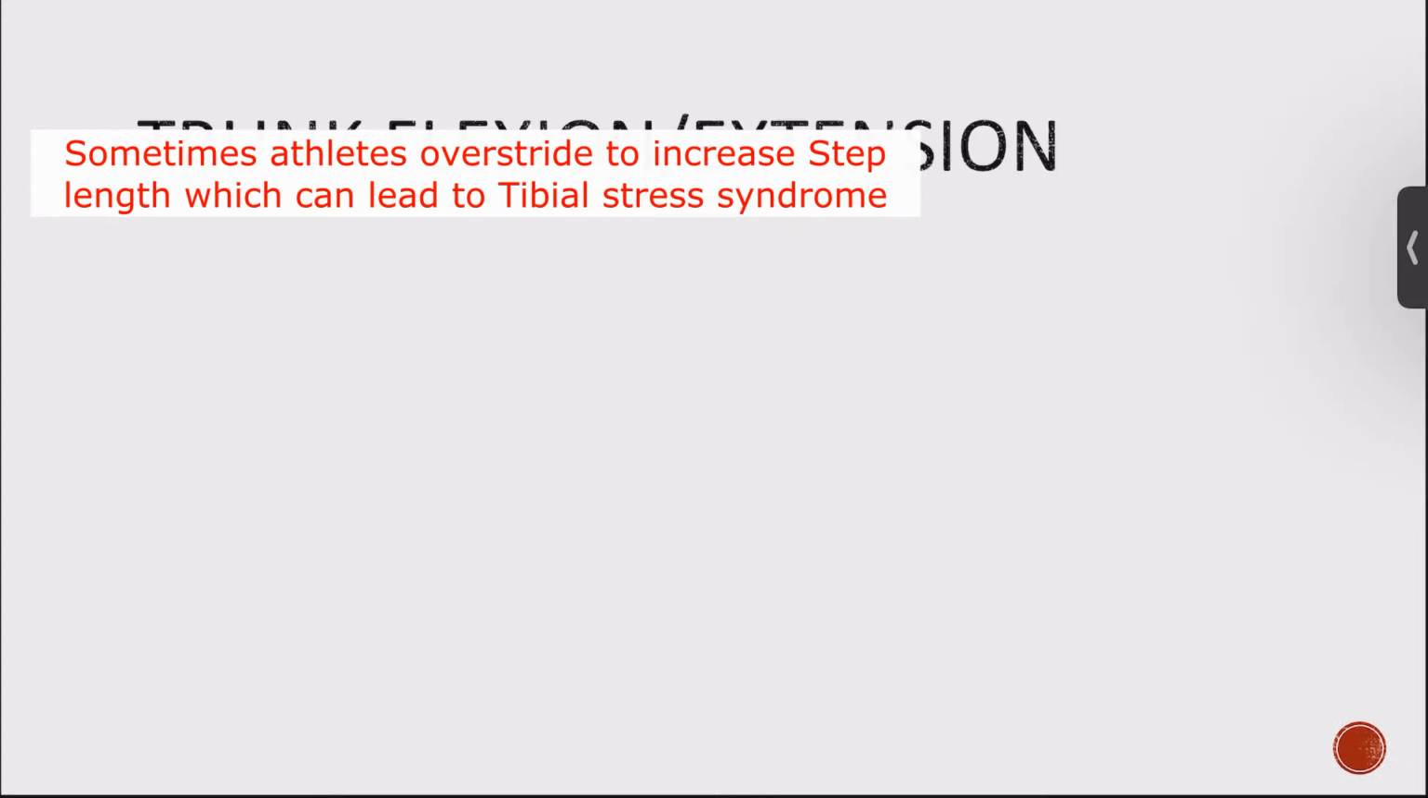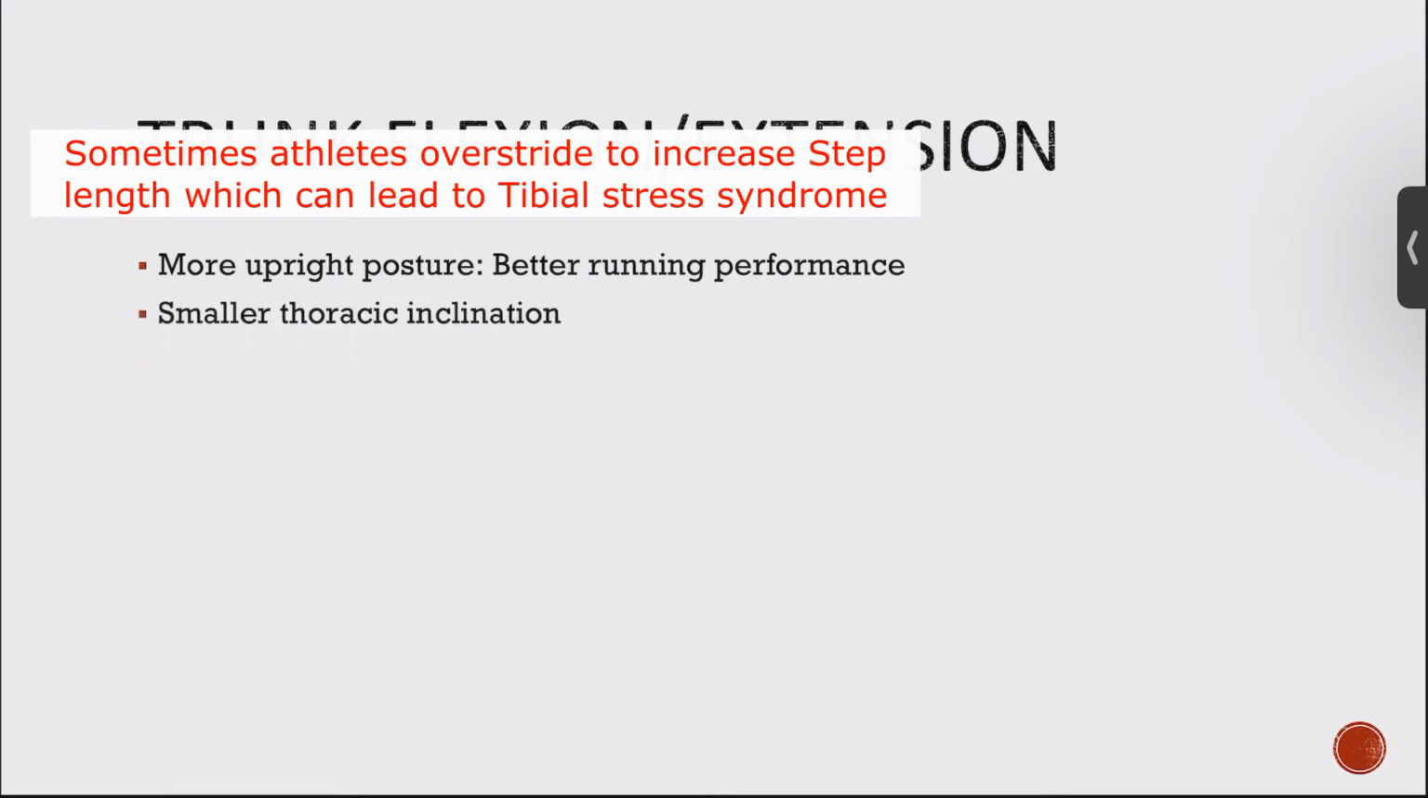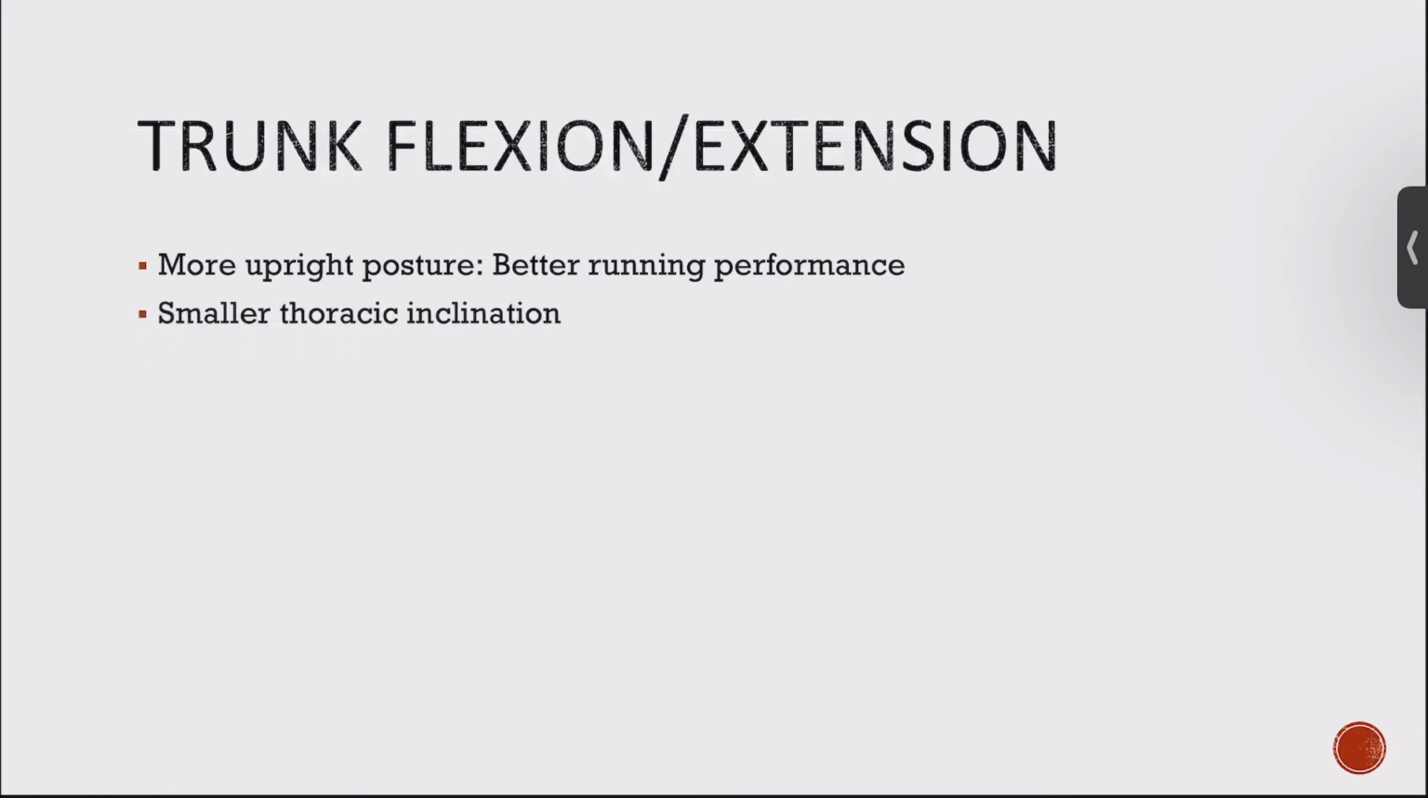Now coming on to the trunk flexion extension. Your posture should be more upright for a better running performance. You should not be leaning too much forward or backward. Small thoracic inclination up to 7 degrees can be there.